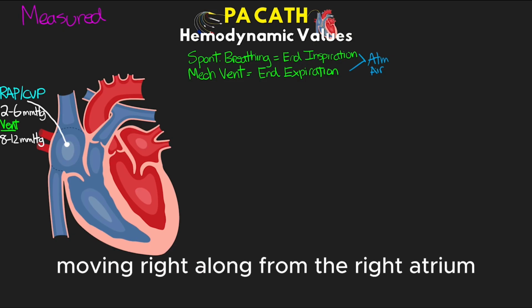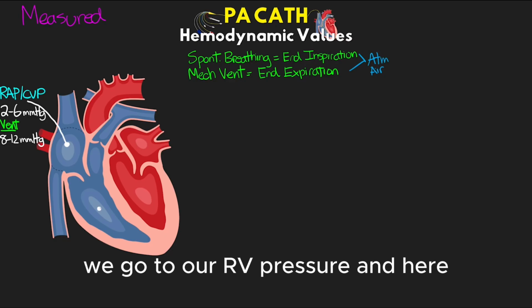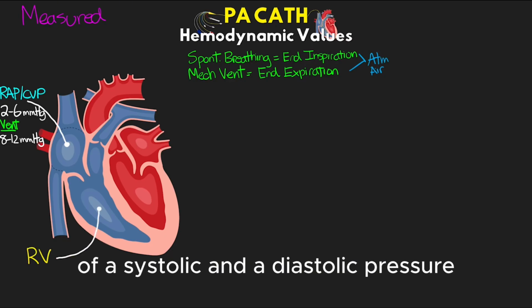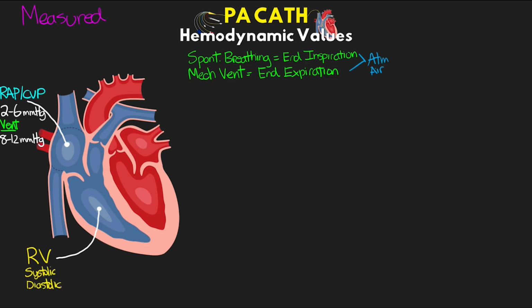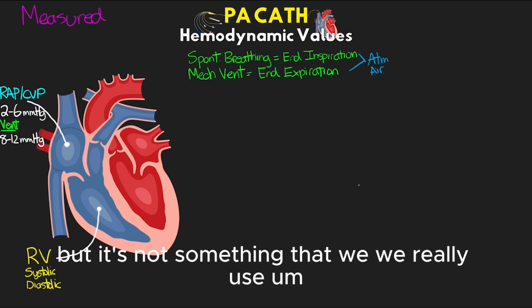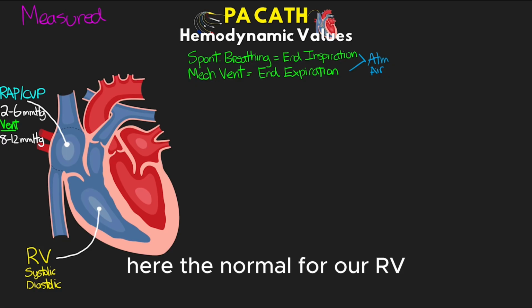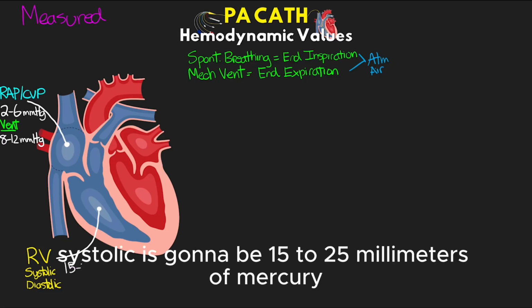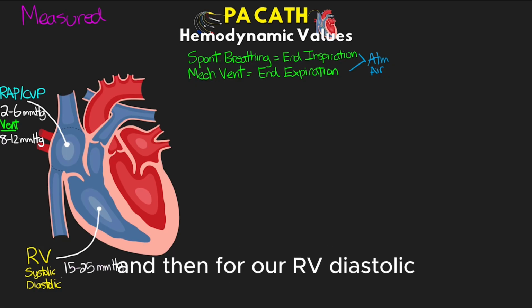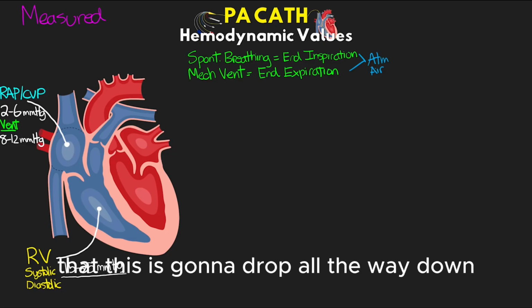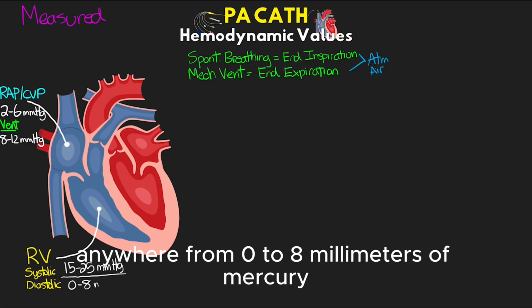Alright, moving right along from the right atrium, we go to our RV pressure, and here this is going to consist of a systolic and a diastolic pressure. We do also get a mean pressure, but it's not something that we really use. Here, the normal for our RV systolic is 15 to 25 millimeters of mercury, and for our RV diastolic, this is going to drop all the way down to anywhere from 0 to 8 millimeters of mercury.